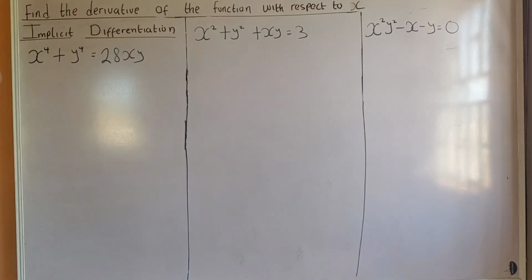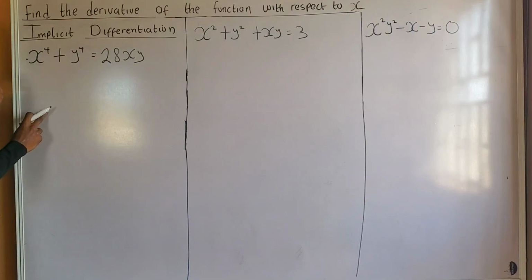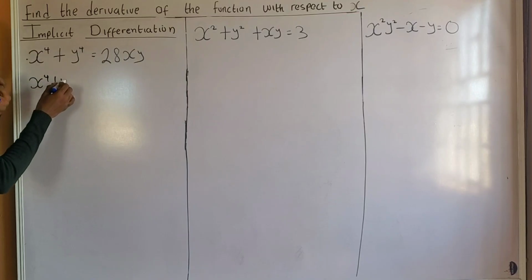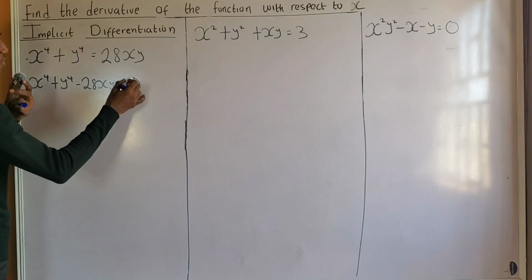Let's consider the question that we have on the board on implicit differentiation. Here we are asked to find the derivative of this function with respect to x. That is, we are differentiating y with respect to x. Let's start with this. We have x raised to the power of 4 plus y raised to the power of 4 equals 28xy. How do we take the derivative of this function? Let's rewrite this function as x raised to the power of 4 plus y raised to the power of 4 minus 28xy equals 0.